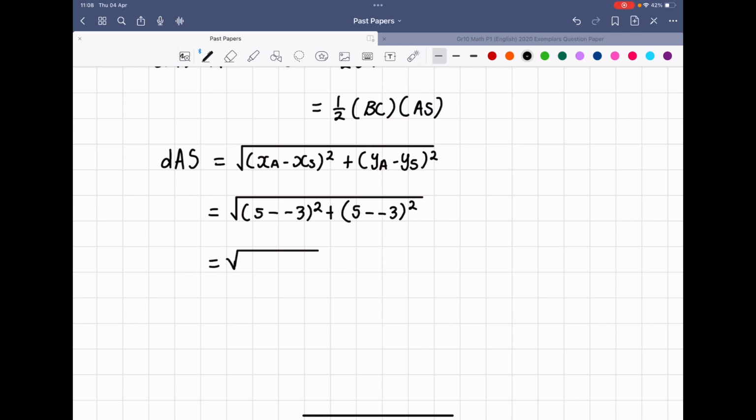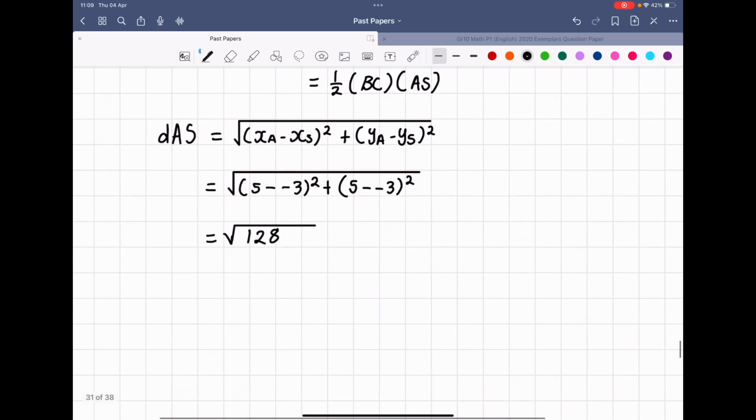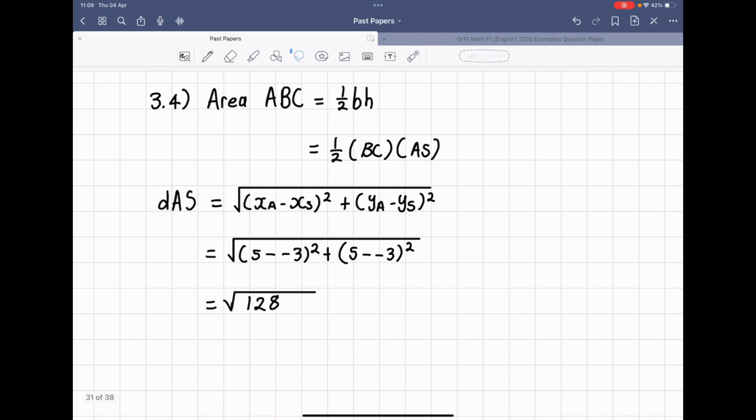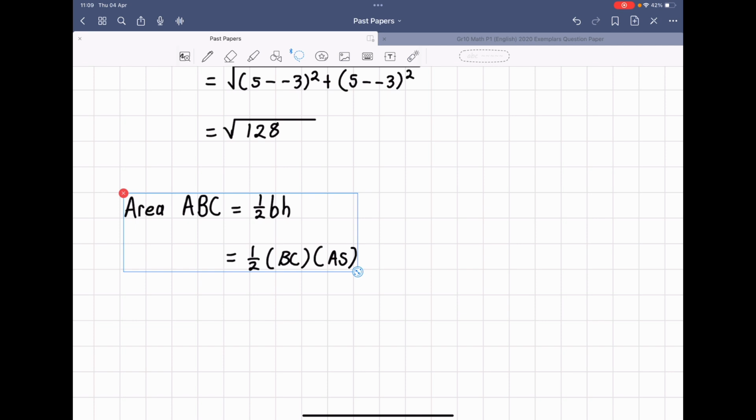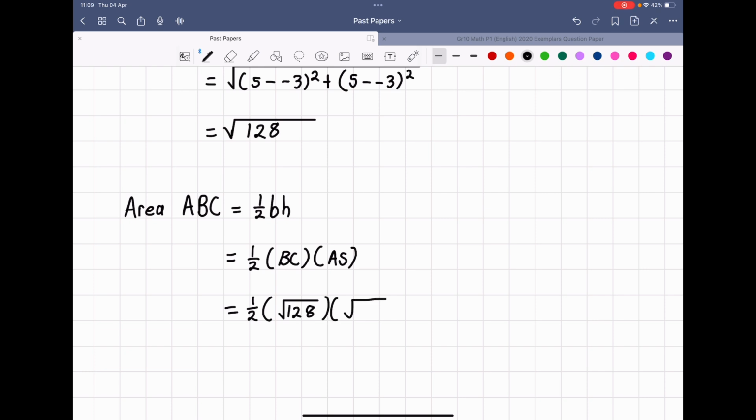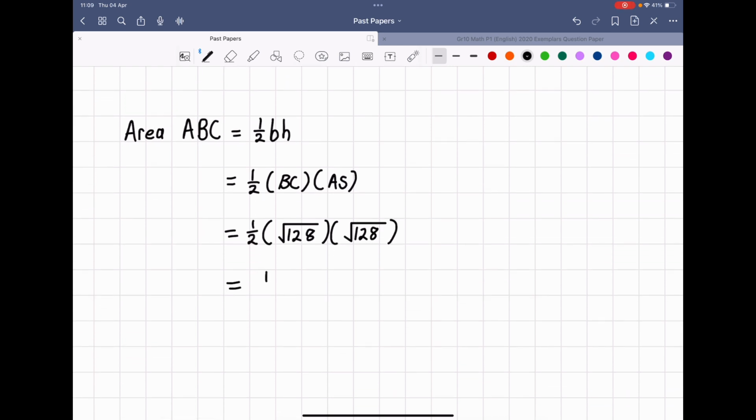And this is going to give me 8 squared plus 8 squared, which is 64 plus 64 and 128 again. I'm going to keep this as square root 128, and I'm going to rewrite this bit. And now I can substitute in these values. So I've got half BC. This was also root 128. And this one is root 128. So these square roots times each other is just going to cancel out the square roots. And so I'm just going to have 128 over 2, which is 64. And they didn't give us units, so I'm going to say units squared because we're talking about area.